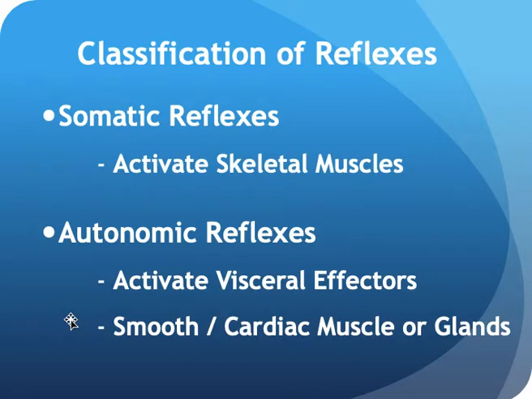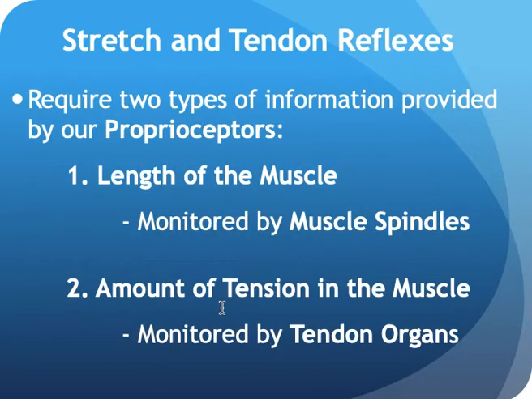So now we get a classification of reflexes. Again, we go back to terminology, and we know that soma is body. Okay, so these are somatic reflexes. They're going to activate our skeletal muscles. And then we have our autonomic reflexes, which are going to activate our visceral effectors, or our glands, smooth muscle, cardiac muscle, all the things that we're not really in control of. Okay. So now we look at a couple of specific instances.